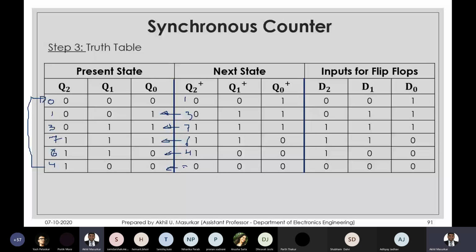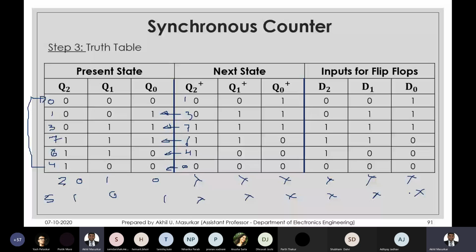You can see here which states are not defined. 2 is not defined, that is 0, 1, 0. And you can also see 5 is not defined, that is 1, 0, 1. The next states for those you can consider as don't care, or you can also consider them as 0. It's your choice. But consider them as don't care here, then I will tell you how the circuit comes out. There is a small relationship between ring counter and twisted ring counter.